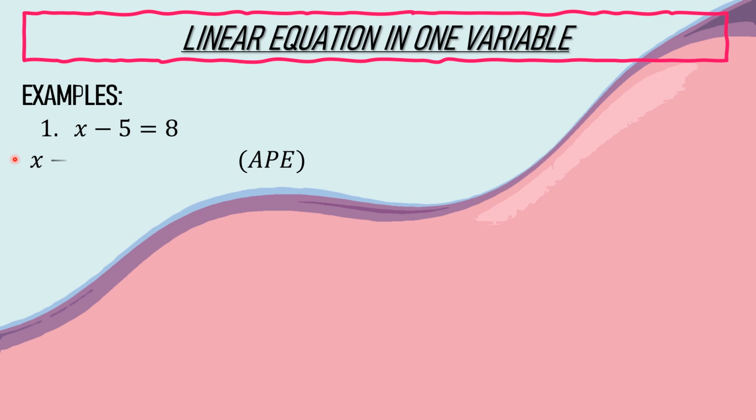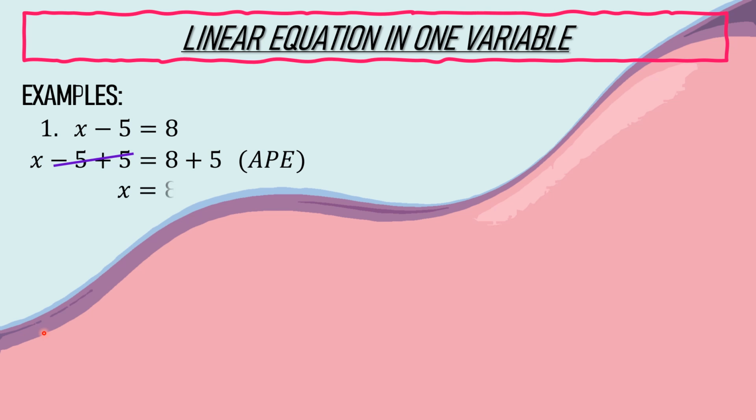So, let us have x minus 5 plus 5 equals 8 plus 5. Naglagay tayo ng plus 5 sa left side ng equation para makancel natin yung negative 5 dahil ang reciprocal ng negative 5 is positive 5. And then, since nag-add tayo ng 5 sa left side, ganun din yung gagawin natin sa right side since we are talking about equation or equality. So, let us now cancel negative 5 and positive 5.